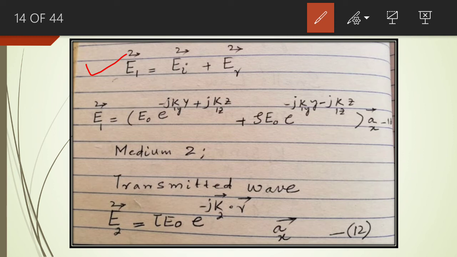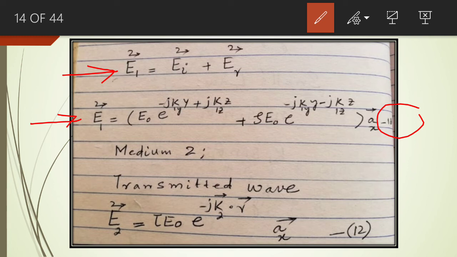and the total electric field intensity in medium number 1 will be equal to the phasor sum of the electric field intensity of the incident wave and the electric field intensity of the reflected wave. So the phasor sum of the electric field intensity of the incident wave and the reflected wave will give you the total electric field intensity in medium number 1. So what we do, we put the values on the right hand side of this particular equation. If we put the values on the right hand side of this equation, we obtain equation number 11. This is equation number 11.